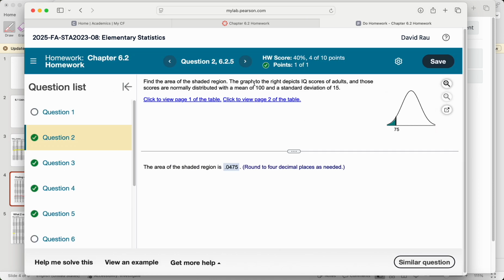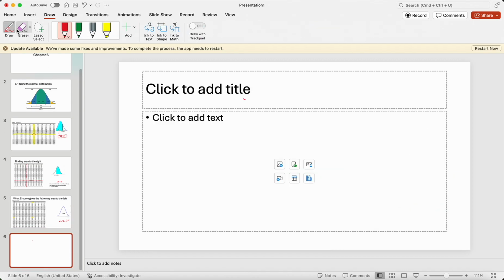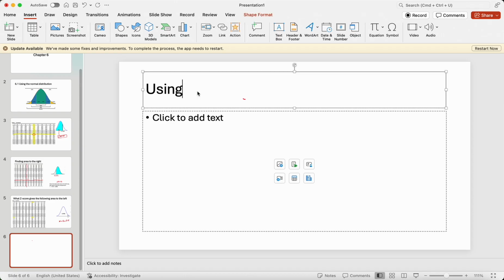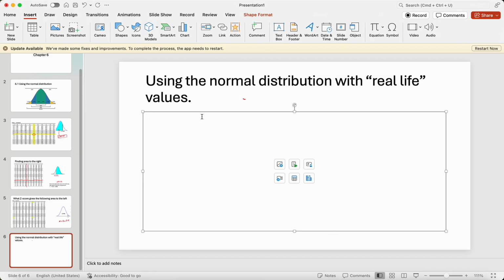So the idea is now, what if the mean and standard deviation aren't 0 and 1? What if they're actually some real-life values? What do I do? Great question. So 6.2, that's what it's all about: using the normal distribution with real-life values. The short answer is just convert to a z-score and still use 0 and 1. In other words, use the table.